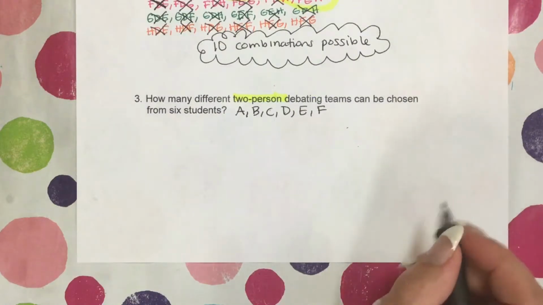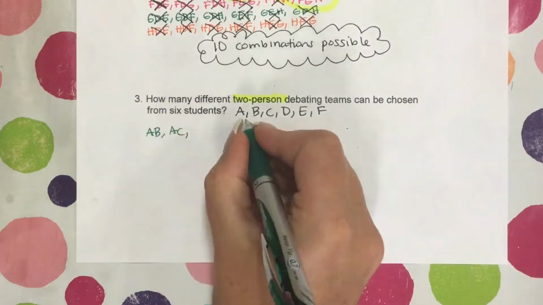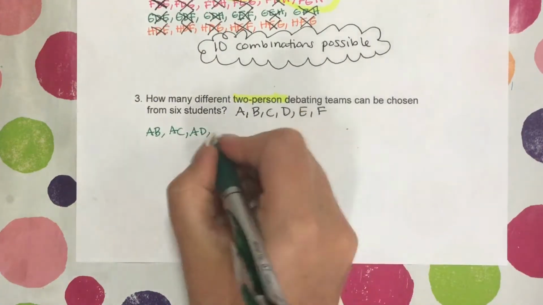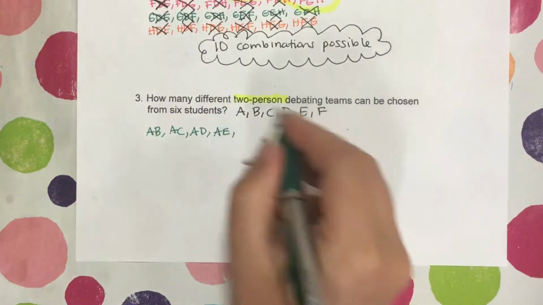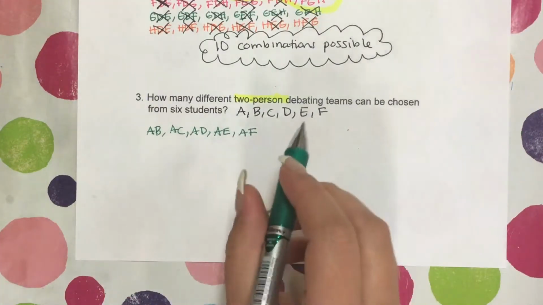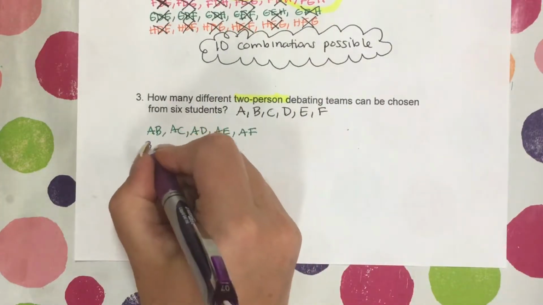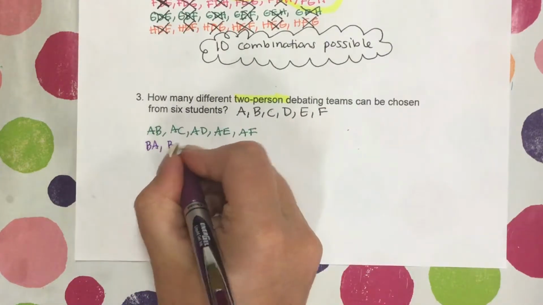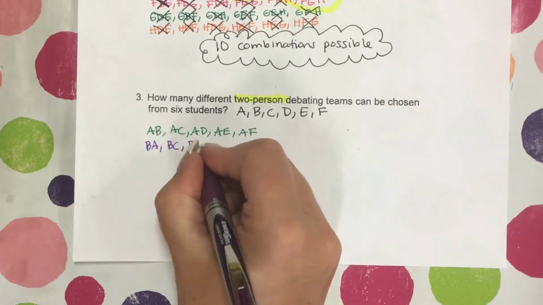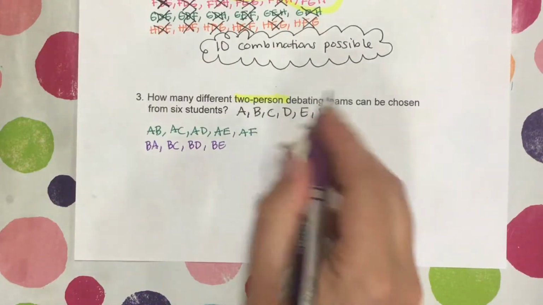So let's start with A. We're going to write all the combinations involving A. So we're going to have A being with B. A is going to go with C. A is going to go with D. A is going to go with E. And A is going to go with F. Okay, so those are all of the 2-person debate teams, including A. Then we're going to move to B. B can go with A. B can go with C. B can go with D. And B can go with E. And lastly, B can go with F.